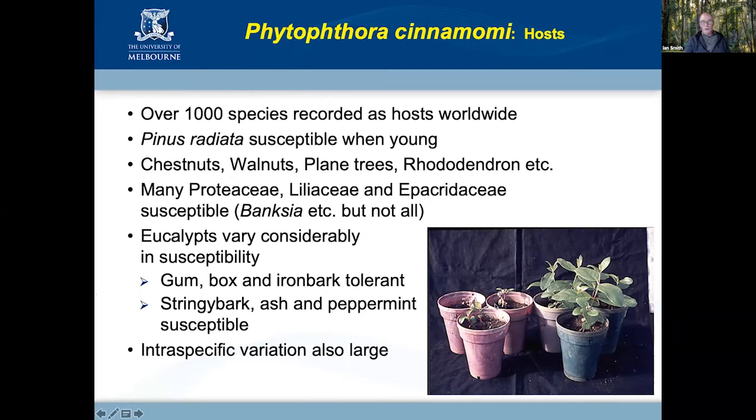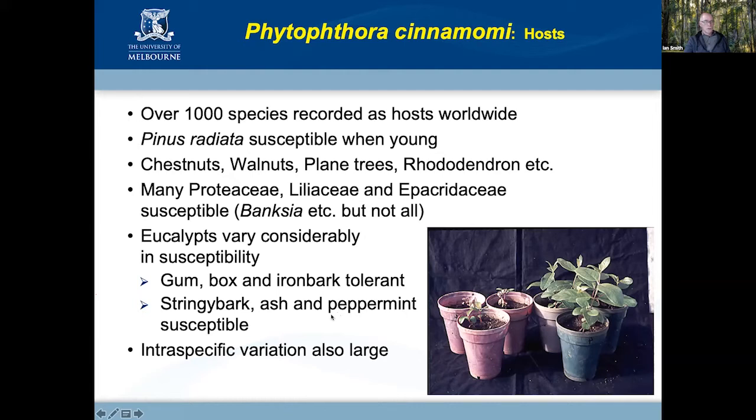We did a lot of plantations as well. So we planted several different species from various groups to try and find out which ones might be tolerant to the pathogen. And from those trials, we found that the gum, box, and the ironbarks were quite tolerant, but the stringybark, ash, and peppermint species were quite sensitive and susceptible to it.